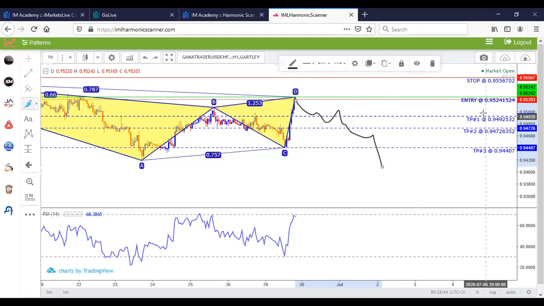Then for TP, we have TP1, TP2, TP3. Remember, this is a harmonic scanner. It doesn't just give trades and TPs anyhow. These TPs are based on previous highs and previous lows. Fred will touch on highs and lows. So if this is the first TP that has been given, don't just say, oh, this TP, this caliper here for measuring the pips, this TP is very close.